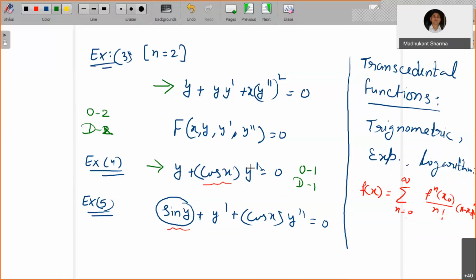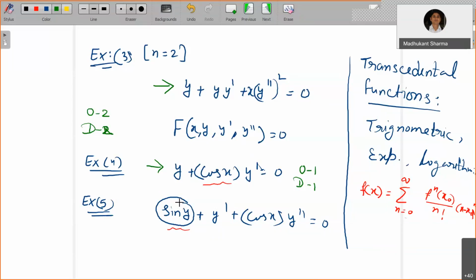Okay, in particular we are only interested in the index of the highest order derivative. We should be careful about the index of the first highest order derivative. Like in the next example, as already discussed, sine y, if you write it as an infinite series, has y and its powers, and the powers are integers only: y cube, y to the power 5, odd powers. But our concern is to see the highest index of the highest order derivative present in the differential equation.